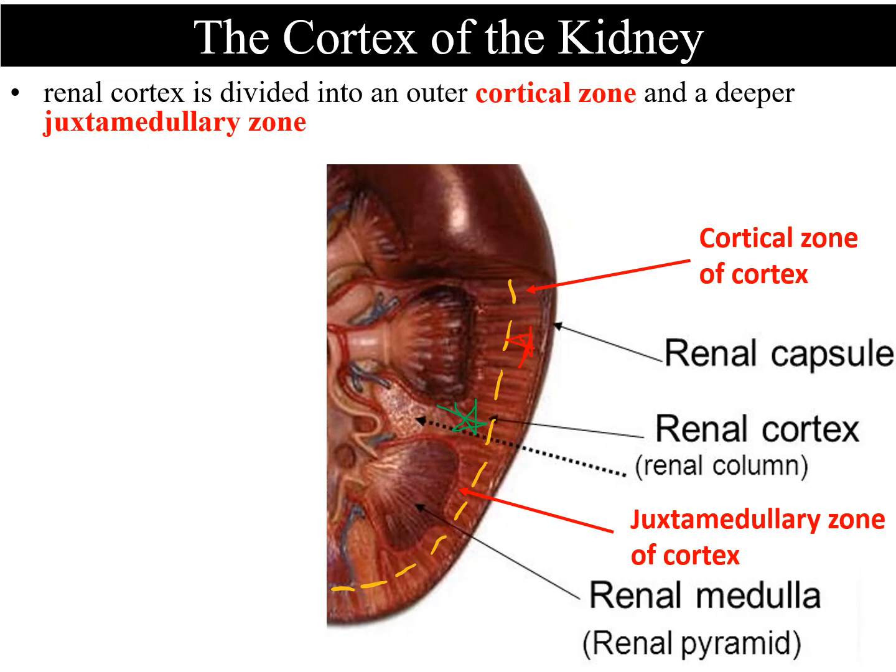And they are classified this way based on the location of their glomerulus, which is the filtration part of the nephron. If the glomerulus is located in the cortical zone, this is a cortical nephron. And if the glomerulus is located in the juxtamedullary zone, this is a juxtamedullary nephron. Don't be afraid of the word juxtamedullary. Juxtamedullary is a fancy way of saying adjacent to the medulla.